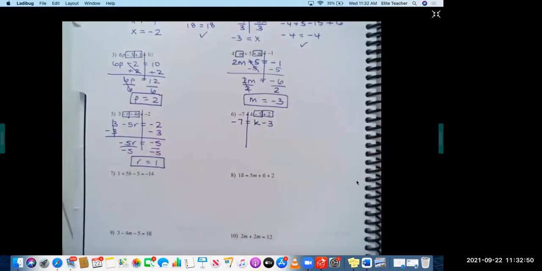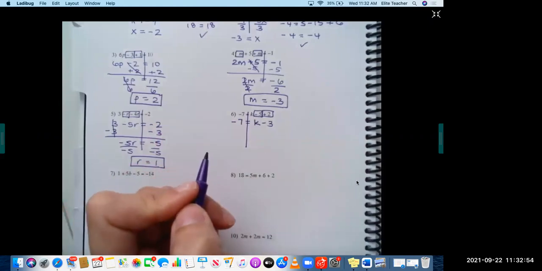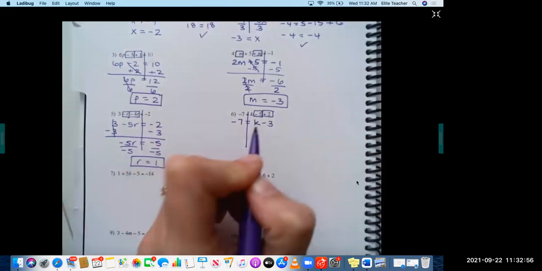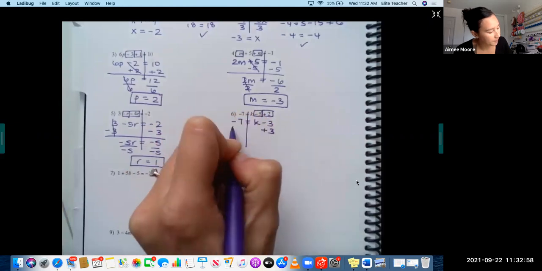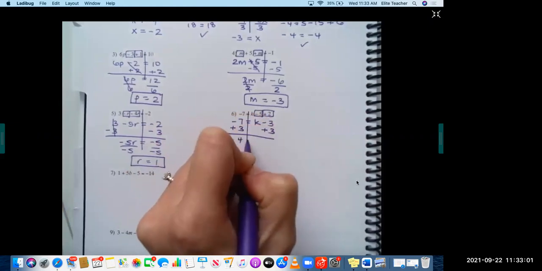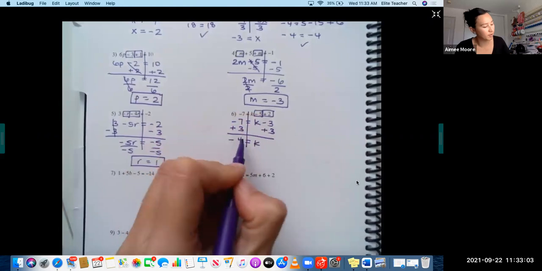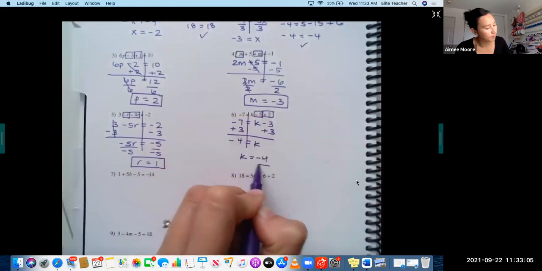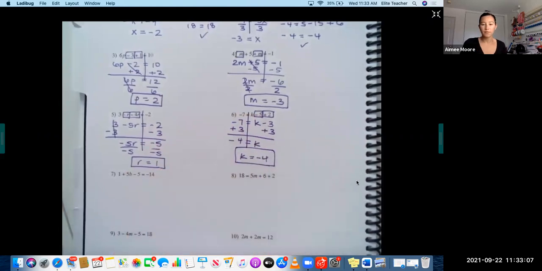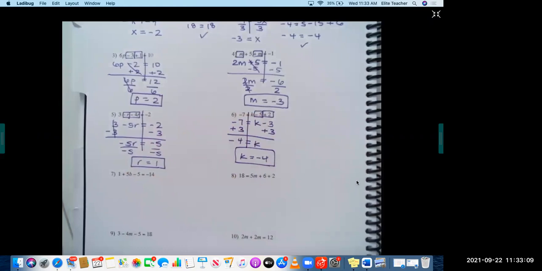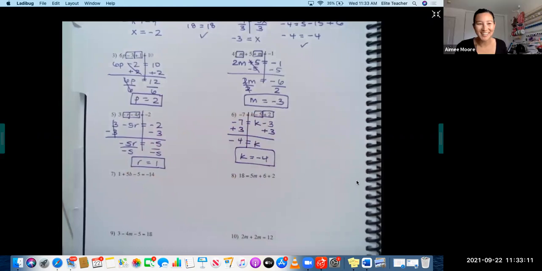Yeah, and then I did -7 plus 3, which would bring it down to -4, and that was my answer. That's exactly right. You did it correct. Perfect. k equals -4. Very good. I wasn't really sure that I got it right. Yep, you did. You've got it.